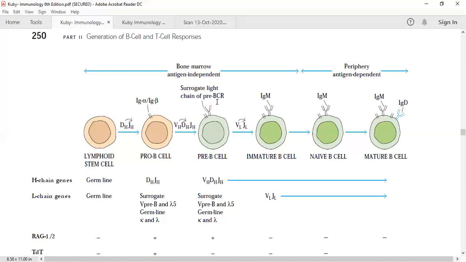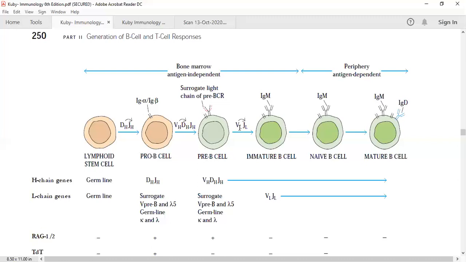It is not complete. The next stage after pro-B is the pre-B cell stage. Okay, so the two genes, D and J, diversity and joining regions, are undergoing gene rearrangements. But here one more gene called V gene came, and this H is written, so it is responsible for heavy chain gene rearrangement. So the heavy chain is formed, but the light chains are not complete. It is showing surrogate light chains in the pre-B cell stage.